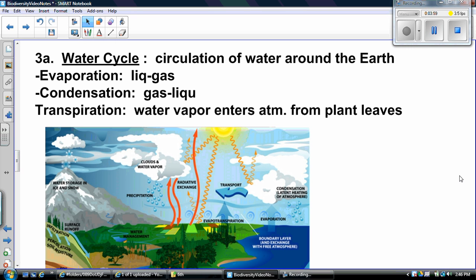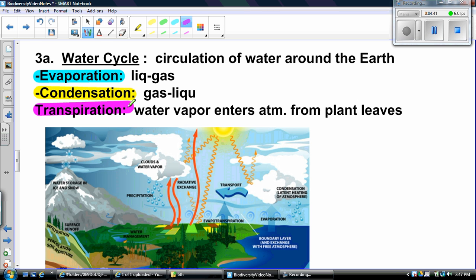Okay, so now we're going to start talking about cycles. That was our target, where we need to see the relationship between how living things affect the amount of energy and matter that we have here on Earth. The water cycle is the circulation of water around Earth. So we're going to look at how water can get recycled on Earth. There are some phases in the water cycle. Evaporation is when you have a liquid going to a gas. Condensation is gas to a liquid. Transpiration is water vapor that enters the atmosphere from plant leaves.